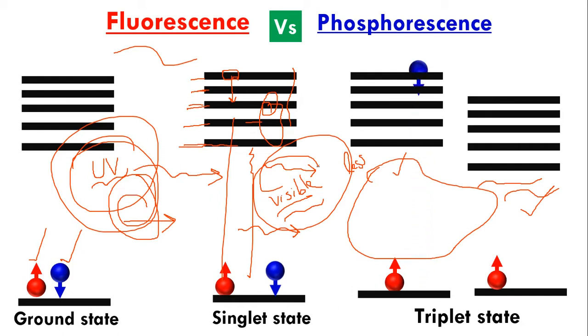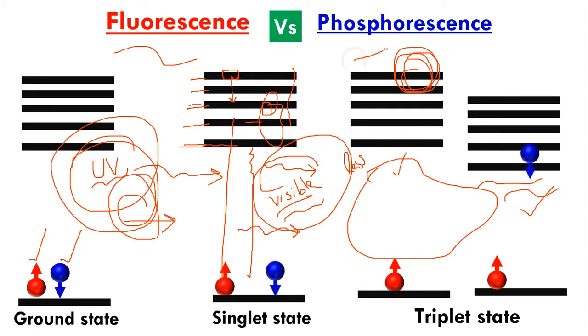Due to this light, we send an electron from the ground state to the higher state. So far, the spin orientation is not changed, and this electron may cause some vibrational relaxation and some internal conversions. But there is another phenomenon that we call inter-system crossing.